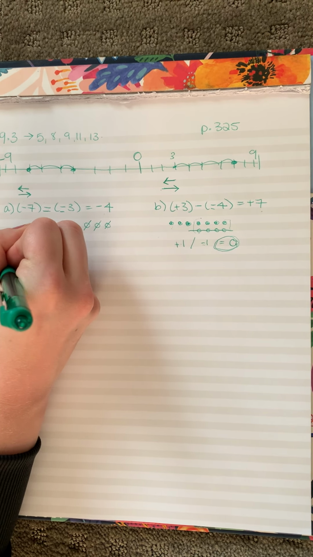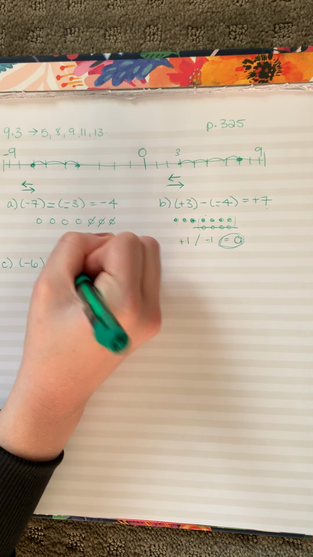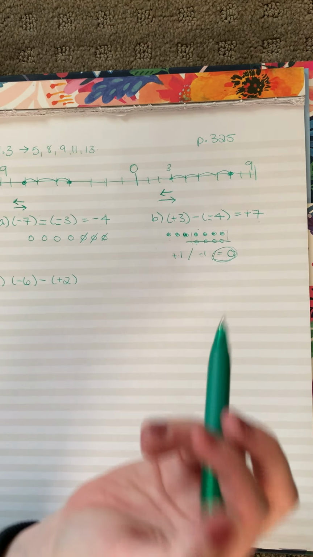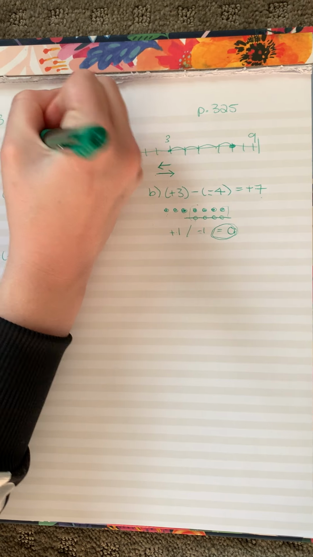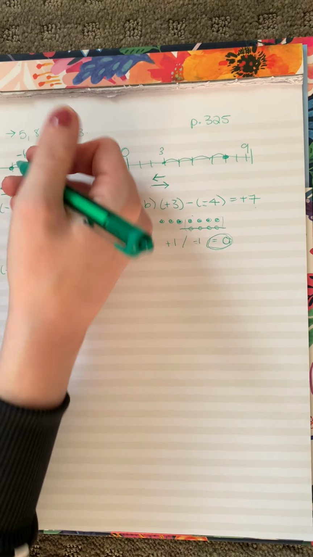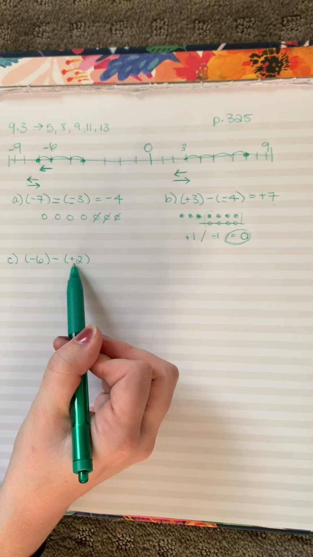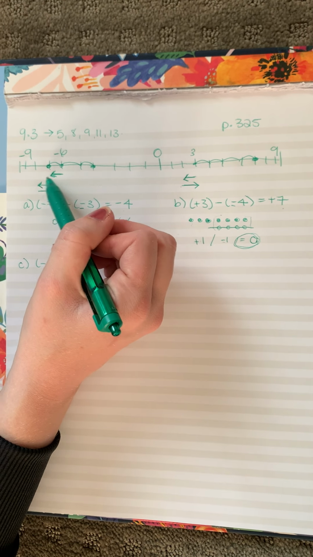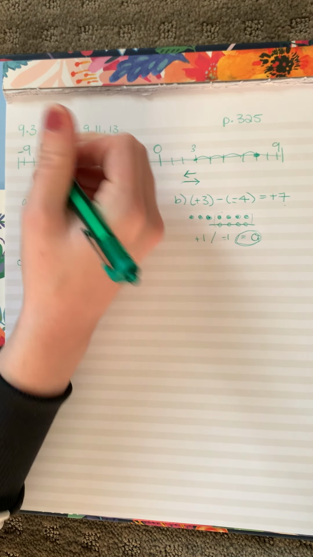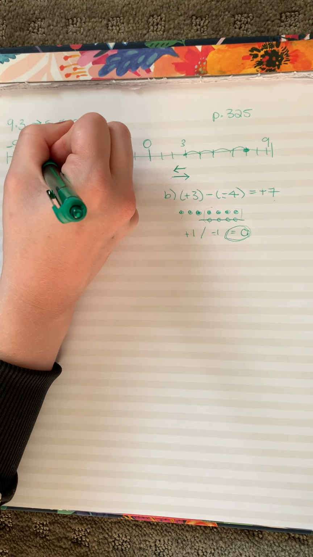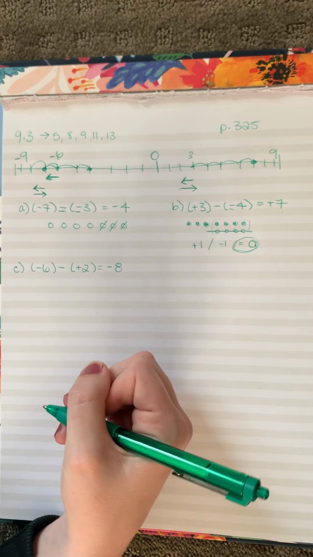Let's try C. C, we have negative 6 minus positive 2. So my number line, 1, 2, 3, 4, 5, 6. Here's my negative 6. And then it tells me to subtract, which is to go to the left. And now this is a positive, so I don't need to flip my arrow around. I can just keep going to the left. So negative 6 minus positive 2, 1, 2. On my number line, that's going to get me to negative 8.